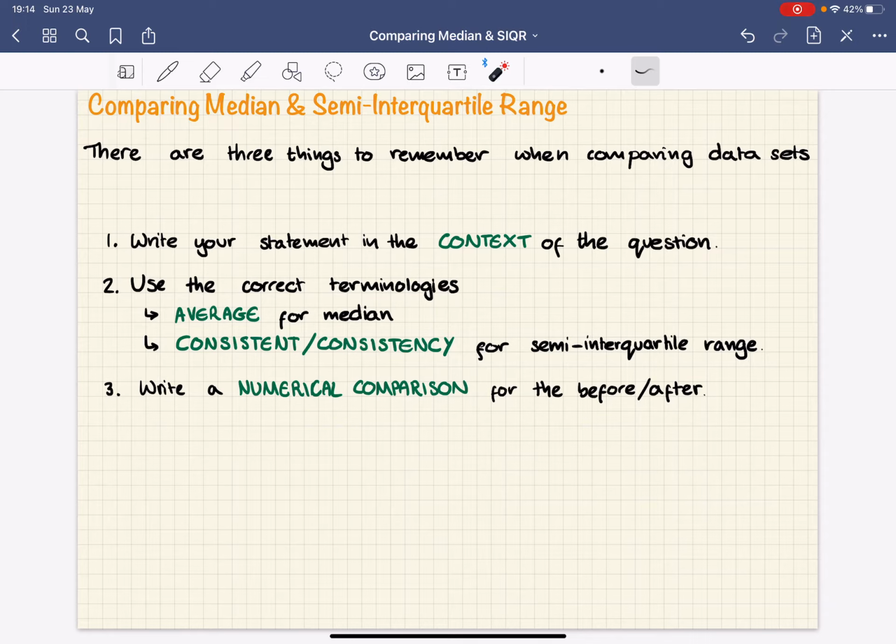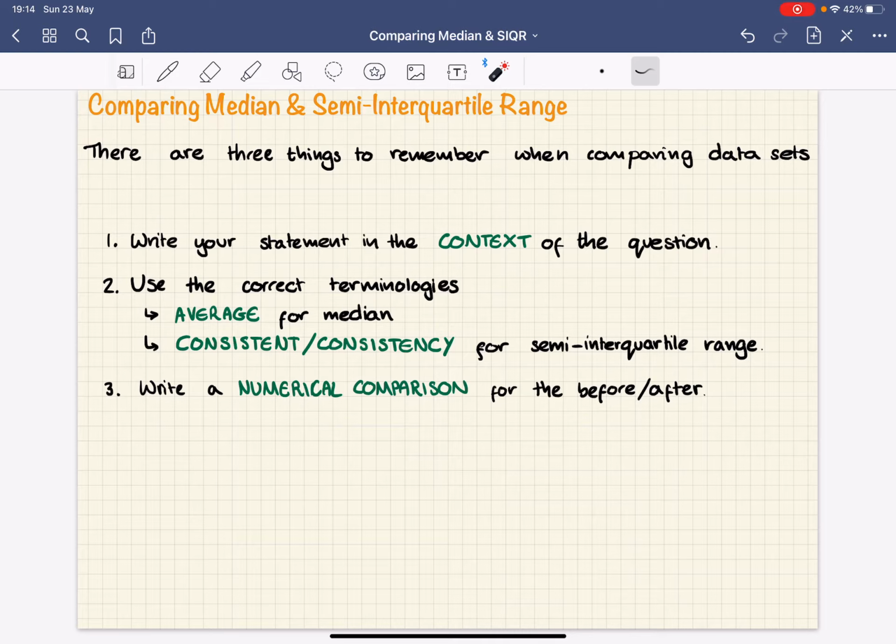So don't use that word median, because what does median actually really mean? Use that word average instead. And as well for the semi-interquartile range, that doesn't really give much indication of what you are talking about. You need to use that word consistent and consistency. And then lastly, you need to write a numerical comparison for before and after.